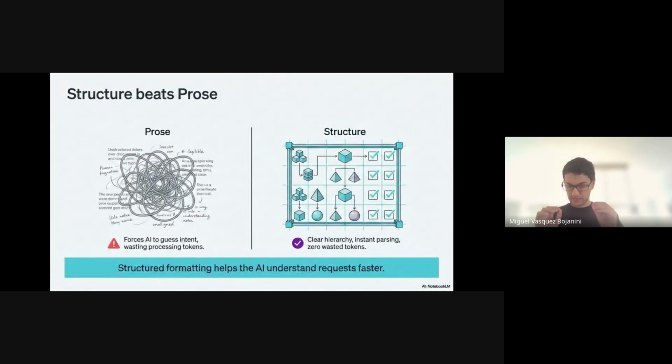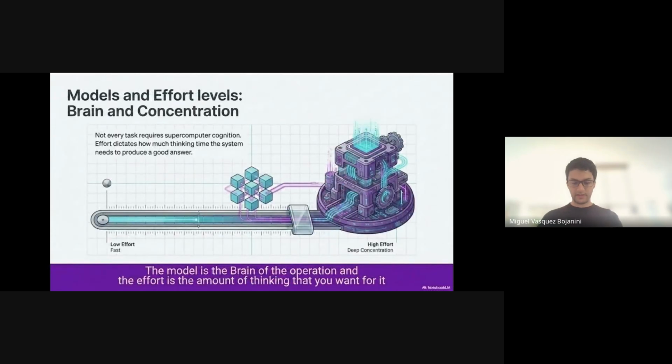Structure beats prose. This is going to sound more like advice, but the theoretical concept is that AI always receives better information in structured ways. If you use bullet points, or highlight keywords, the AI is going to really appreciate it in its thinking process. If you send a huge paragraph with a lot of fluff and a lot of words that are not necessary for your objective, the AI is going to think a lot, and structured formatting always helps the AI understand requests faster. That is the main concept I want you to think about in order to relate it to what Roberto is going to say later. Let's move on to the last slide.